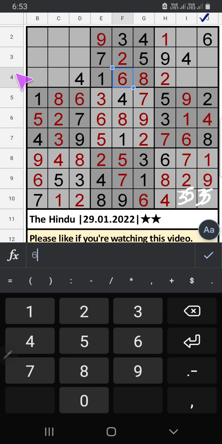Column J and 4th row we have 8, so 8 can't come in these cells, then 8 is confirmed here.